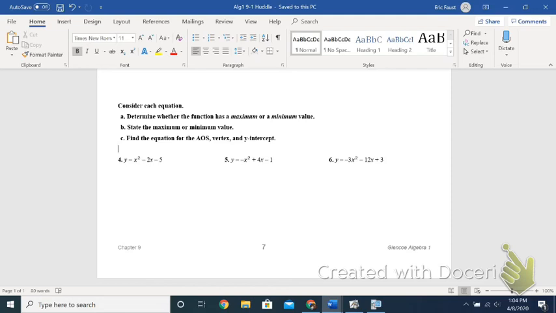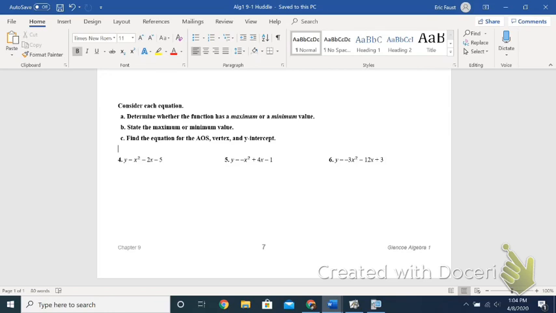All right, 4A minimum, so you have a minimum on this. B, you should have 1 comma negative 6. That is your vertex for this, which is the minimum in this case. And then part C, again, the order does not matter here. The y-intercept is negative 5. The axis of symmetry is x equals 1. The vertex is 1 comma negative 6.